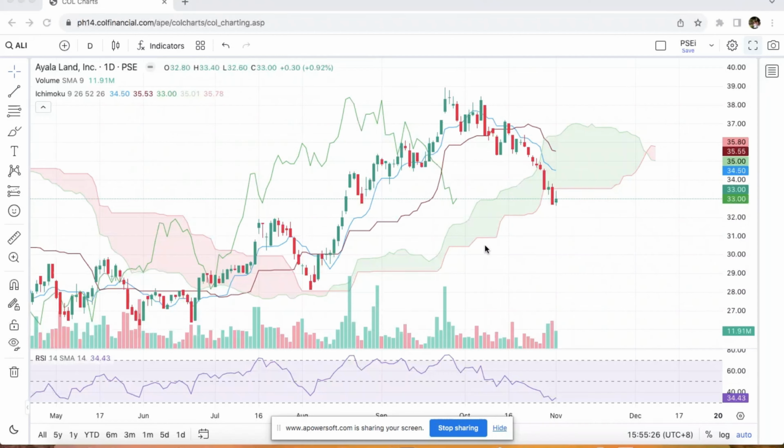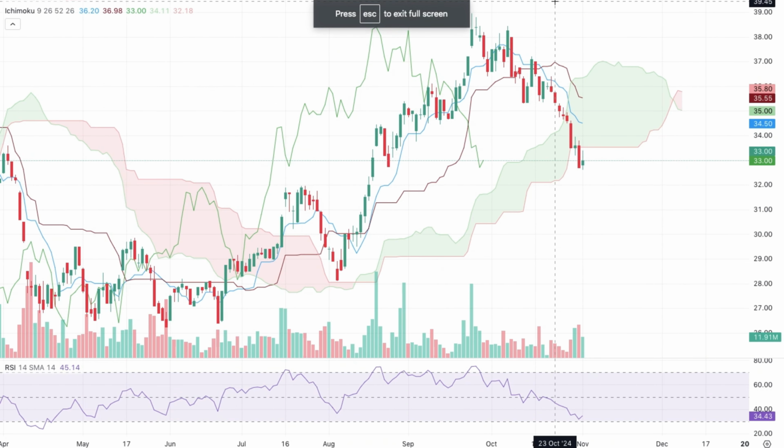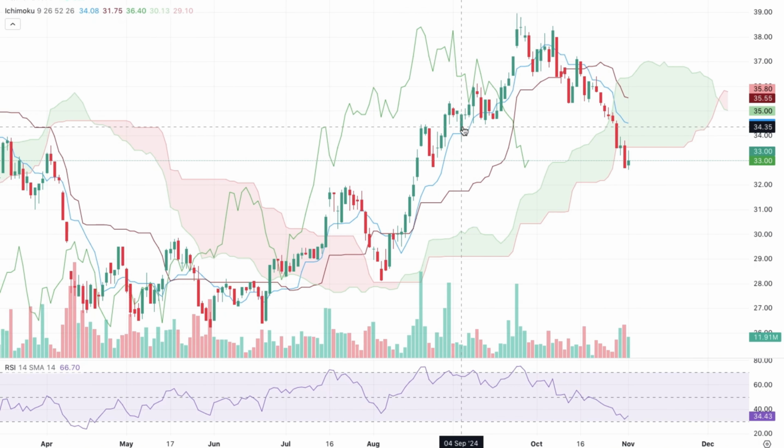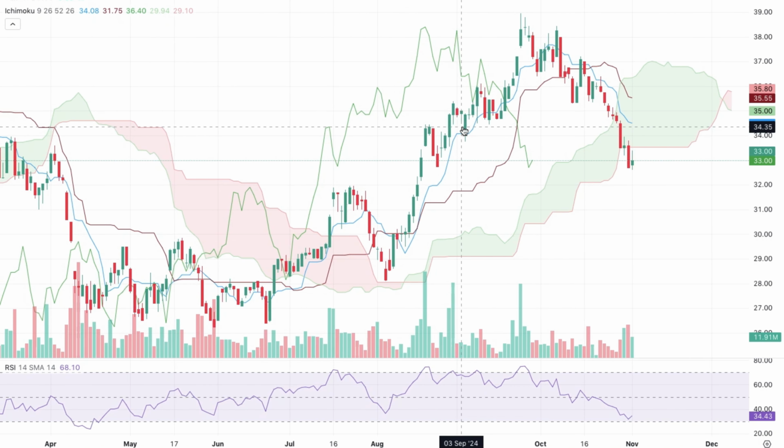In this video, we will be checking the price movement of Ayala Land Incorporated, or ALI. So we'll make it big. If you can see from this price movement here up to today, the trend is bearish, although it is on a short term. We are looking at short term because this is on a daily chart.